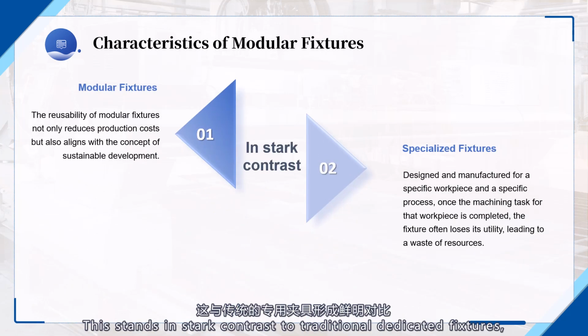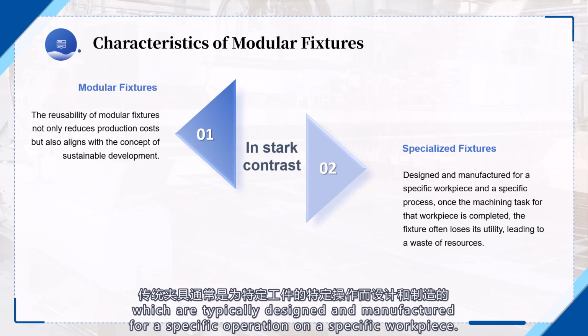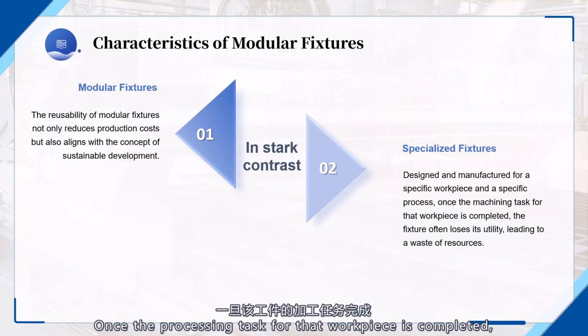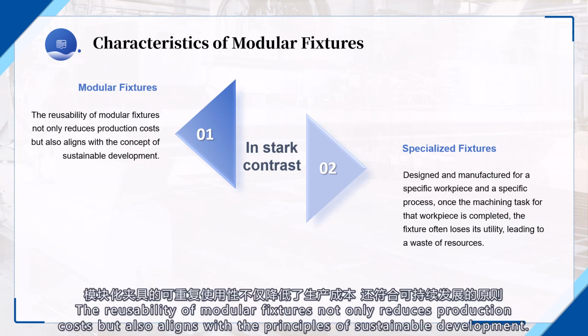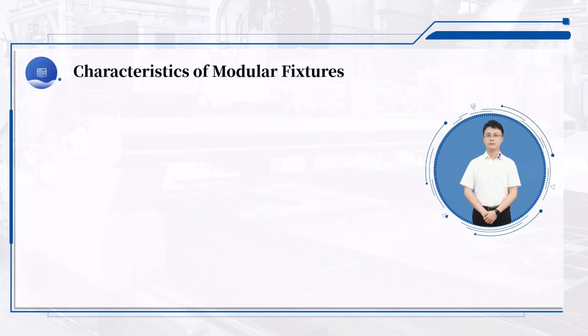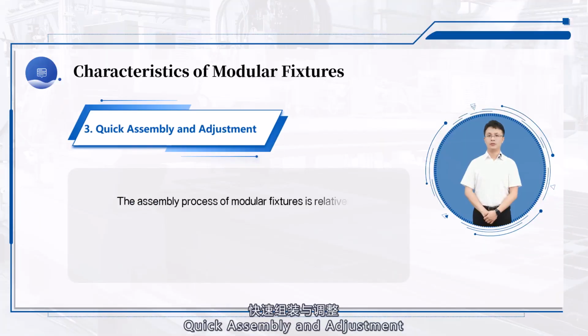This stands in stark contrast to traditional dedicated fixtures, which are typically designed and manufactured for a specific operation on a specific workpiece. Once the processing task for that workpiece is completed, the fixture often loses its utility, leading to a waste of resources. The reusability of modular fixtures not only reduces production costs, but also aligns with the principles of sustainable development.